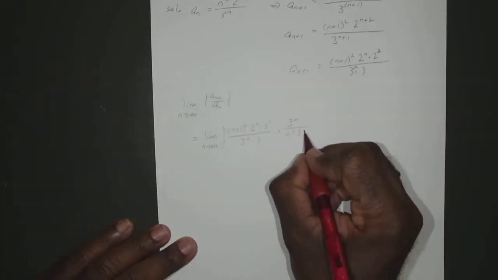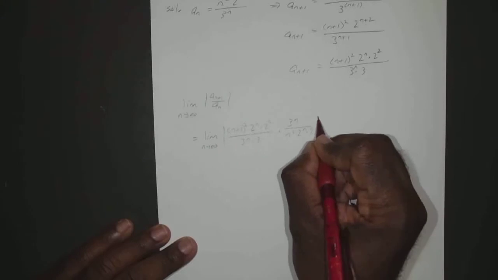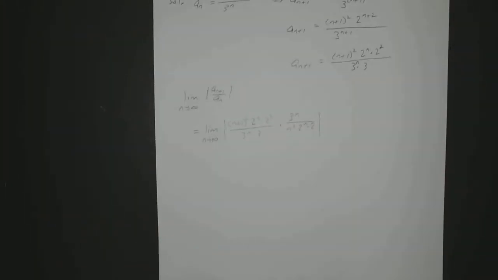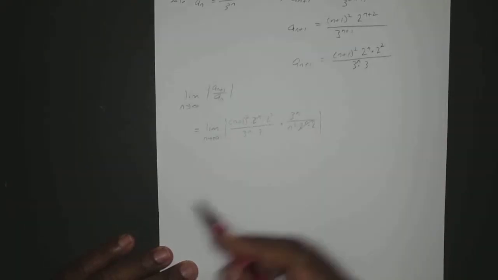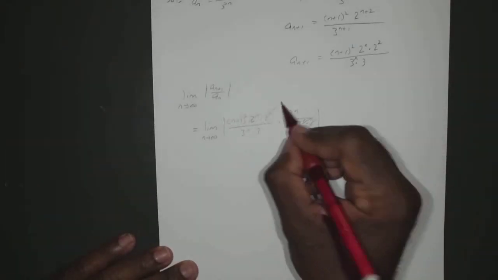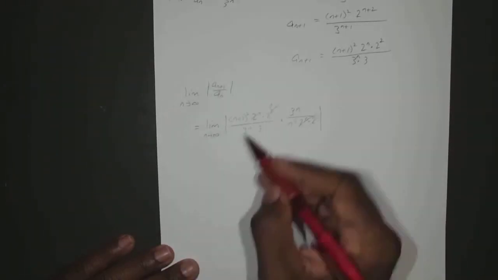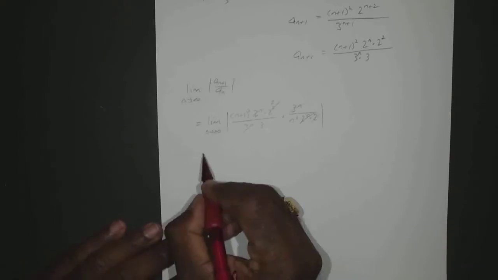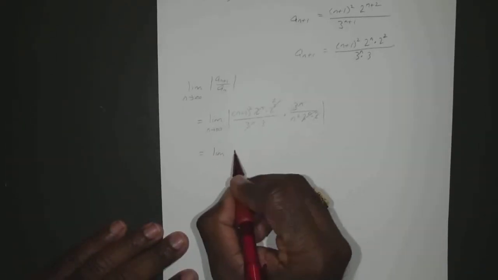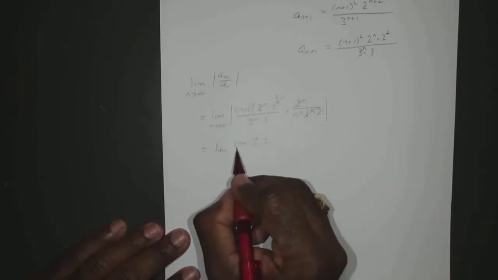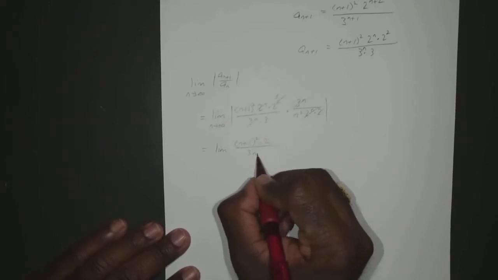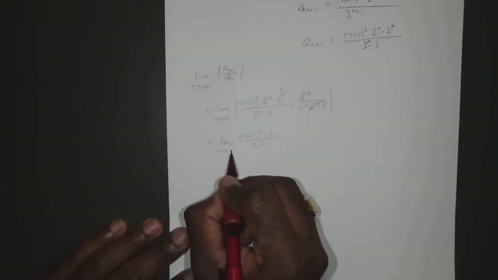2 to the n plus 1 is just 2 to the n times 2. Okay. So now we have 2 to the n and 2 to the n that cancel out, leaving a 2. You have 3 to the n and 3 to the n, which cancel out. So that's going to equal the limit of (n plus 1) squared times 2 over 3n squared as n approaches infinity.